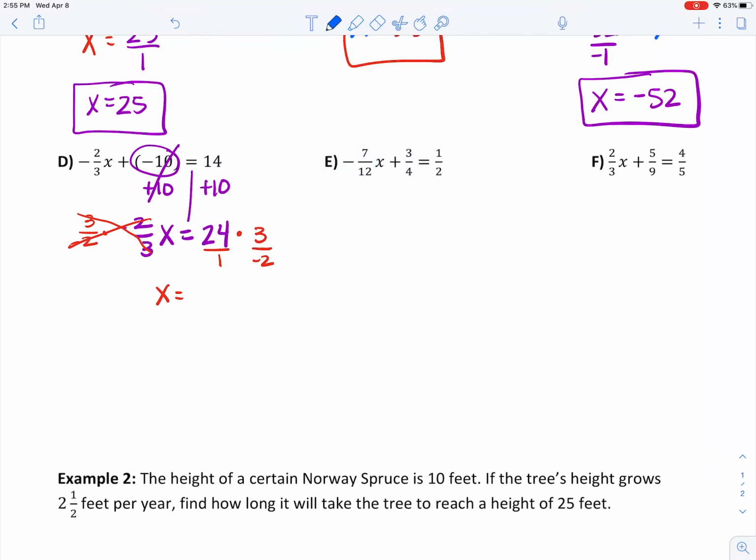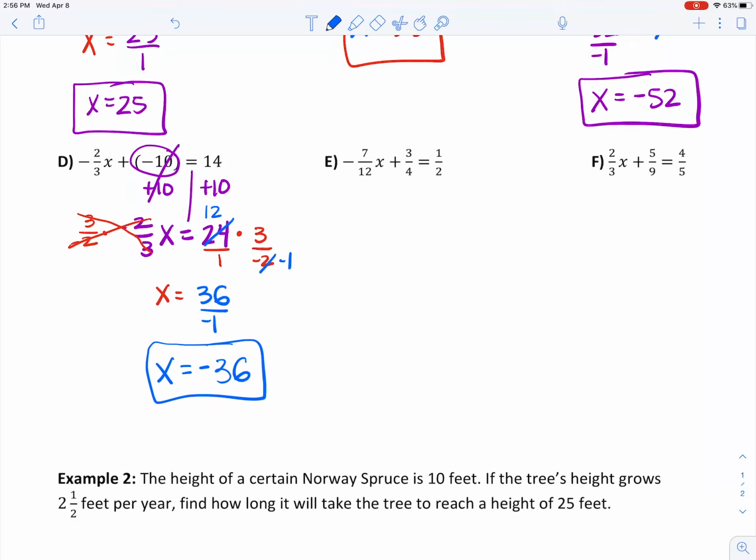Let's see if there's anything that we can simplify this by. Let's see, this can be divided by 2, which is negative 1, and this can be divided by 2, which is 12. 12 times 3 is 36, and 1 times negative 1 is negative 1. So 36 divided by negative 1 is just negative 36.